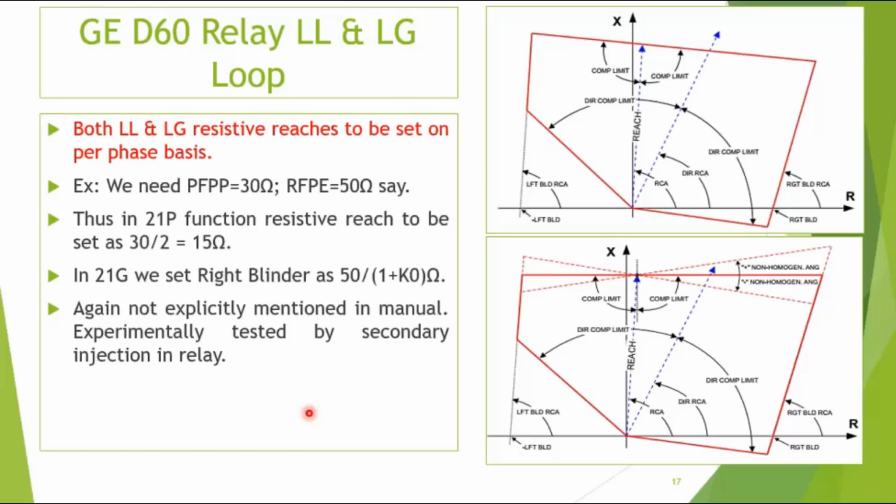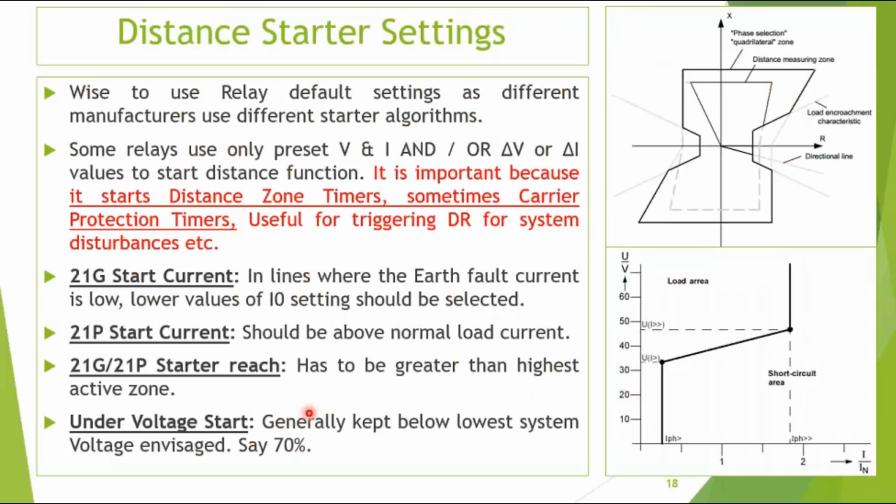Okay, so I hope I was able to clarify this per phase and per loop, which is sometimes misunderstood when we test relays, and our tests go wrong, and we find, okay, it's not happening, what is going wrong. Okay, now we come to distance starter setting. These are certain miscellaneous settings.